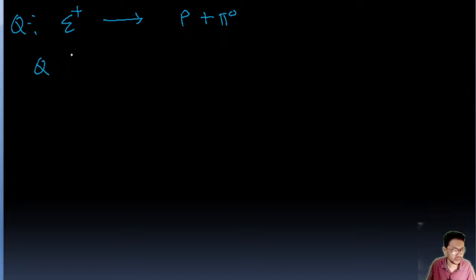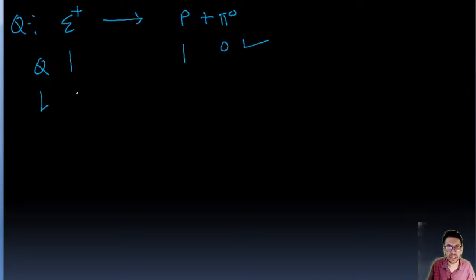Next question is sigma plus goes to proton plus pi naught. We need to find whether it is made of strong interaction, weak interaction, or electromagnetic interaction. First we'll find Q. Q is 1, 1, 0, so charge is conserved.